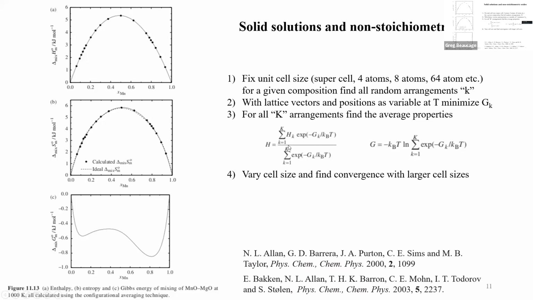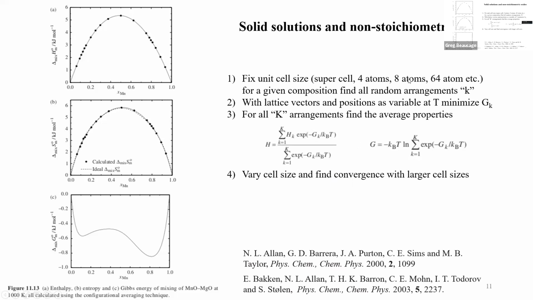So this is just like Bose-Einstein averaging to get the average properties. And yeah, in this simulation, he varied, it says, the cell size, calculates these average properties, and he finds where the properties converge. And then that's the property that he takes as the thermodynamic property of the system.